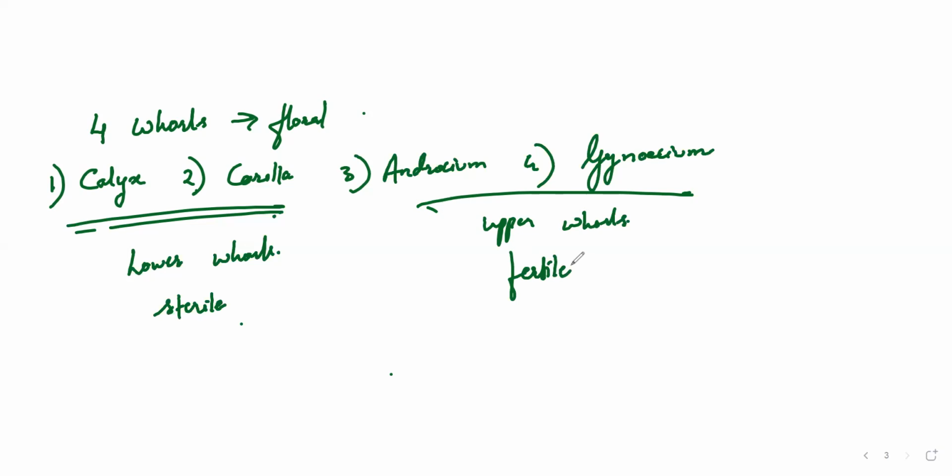So calyx and corolla are acting as what? Accessory whorls. Means they are not that essential for reproduction to happen. But androecium and gynoecium are considered as what? Essential whorls. Okay, so this is the basic difference. Now coming towards each whorl in detail.